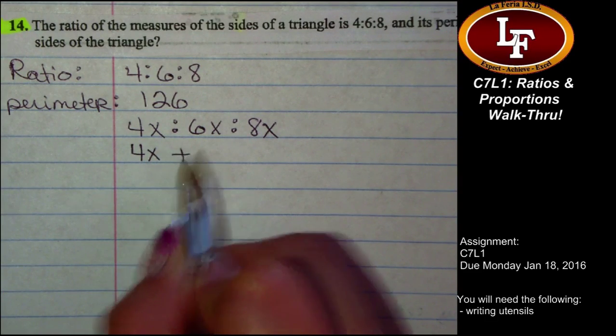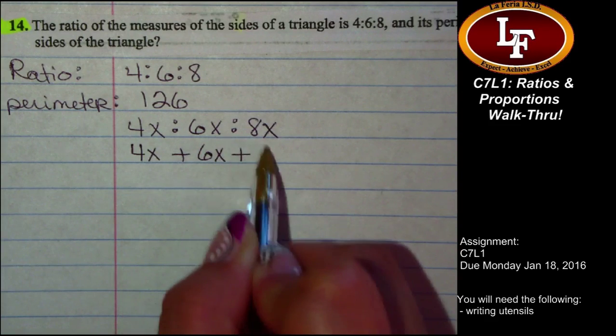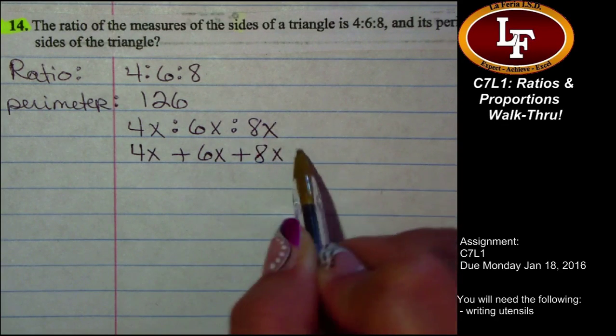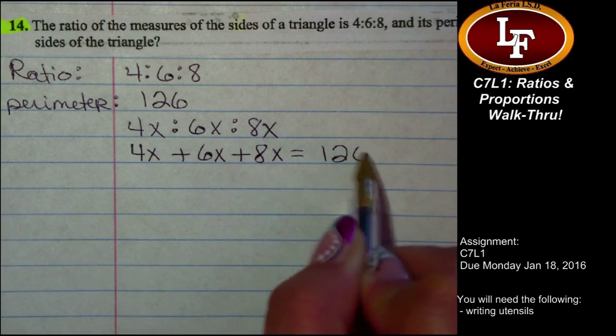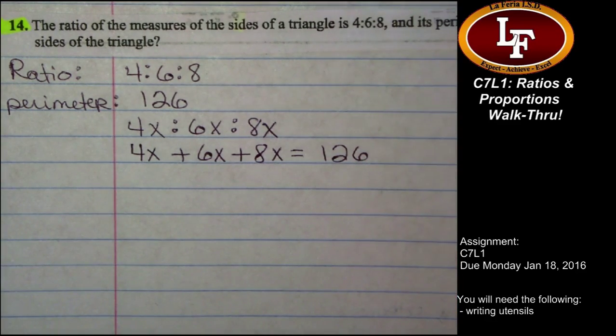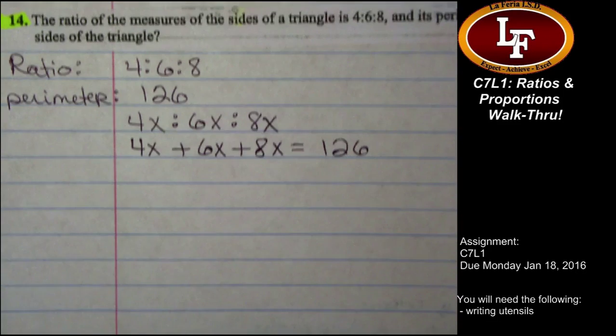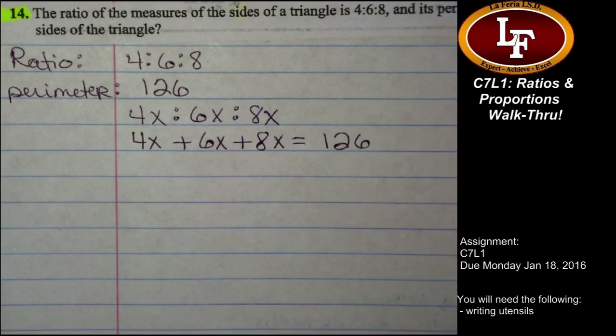We're going to add them because these represent side lengths, and they need to add to give me the perimeter, and the perimeter we were told was 126. Okay? How do you find X? Okay, so walk through the algebra. That's what you're looking for? Or why did we use X?